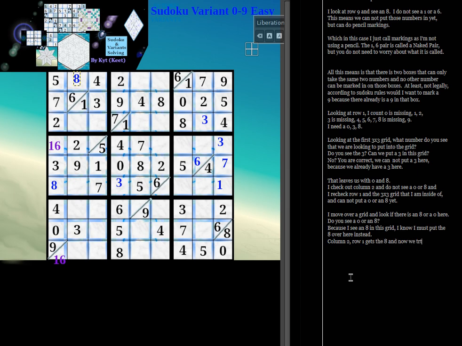And now we try to place the 0 and the 3. I will look at columns 5 and 6 and try to find a 0 or a 3. I do not see any, so I mark a 0 and 3.